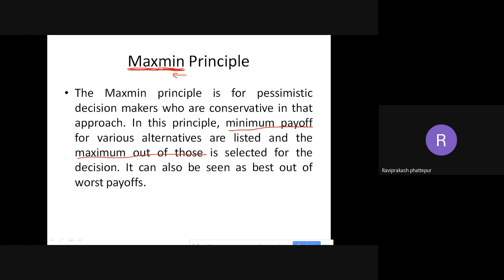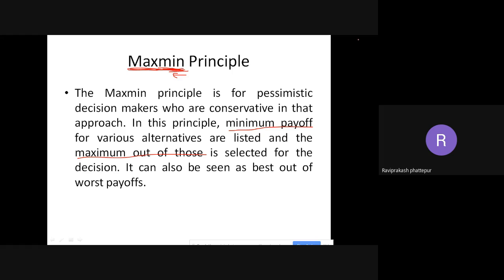As the name says, minimum and maximum are there, right? So first, the minimum of all the payoffs in that particular alternative, then out of that we choose the maximum. I hope you understood. Maximin is the maximum of all the minimums. So first we find all the minimums, then choose the maximum. This is the principle which will help you to take a decision.